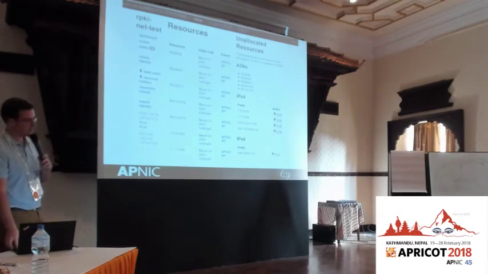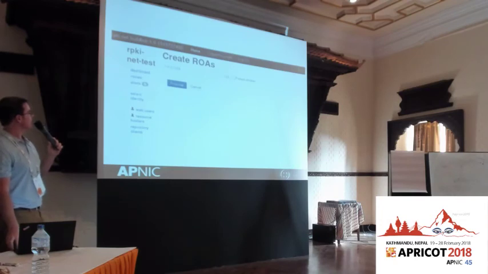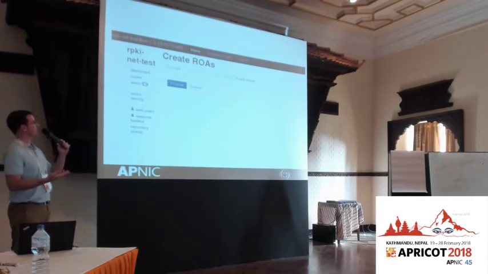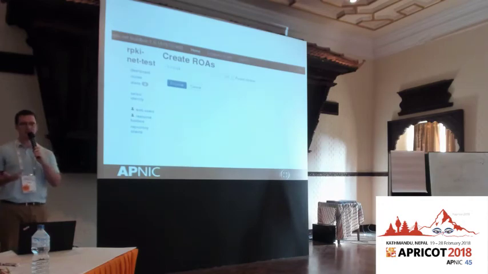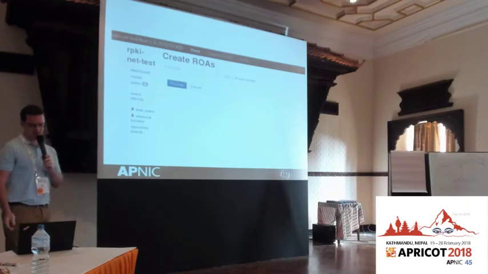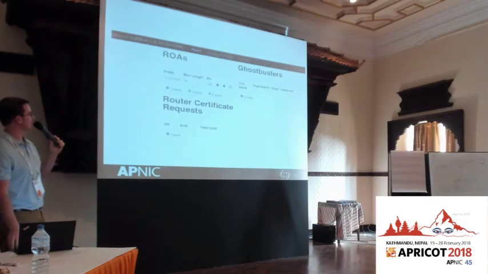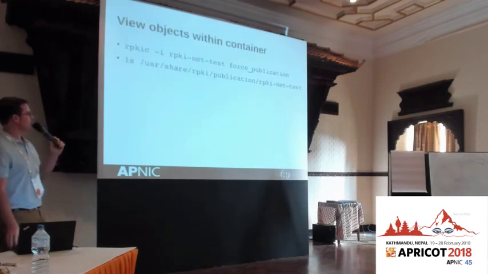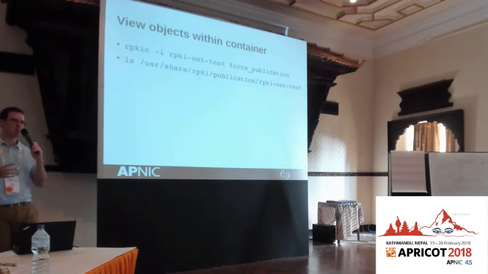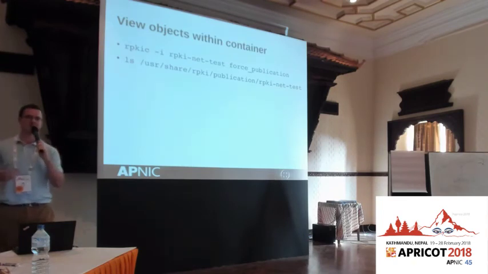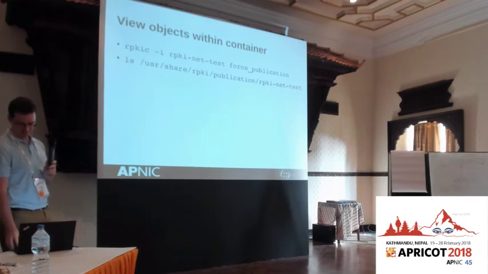So the next step is to create a ROA. These inputs are very similar to that from MyAPNIC. You have a prefix, max length, and an ASN. So you put all those details in, you click preview, you get a confirmation page, and then you click create. And then there's your ROA. Now, having done all that, if you want to see the actual state in the repository, you switch back to the container, you force publication, and then you go to that directory to see your manifest, CRL, and ROA.